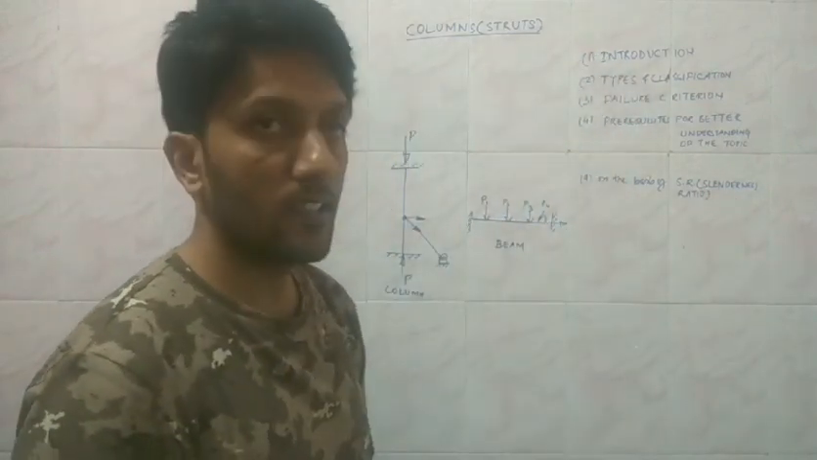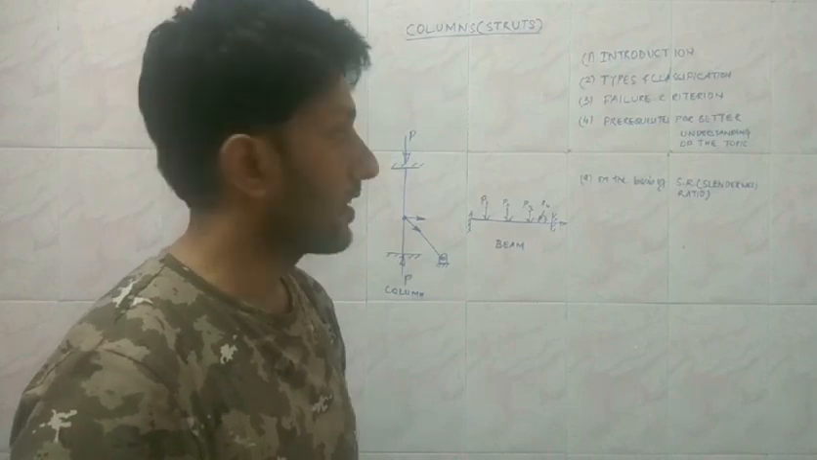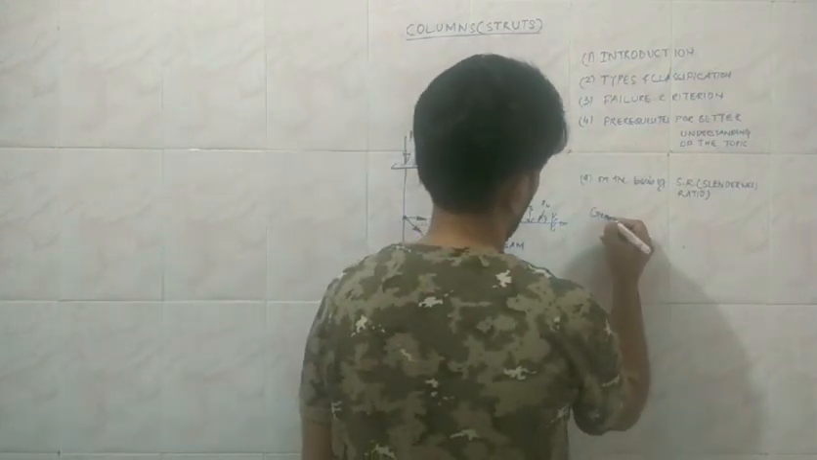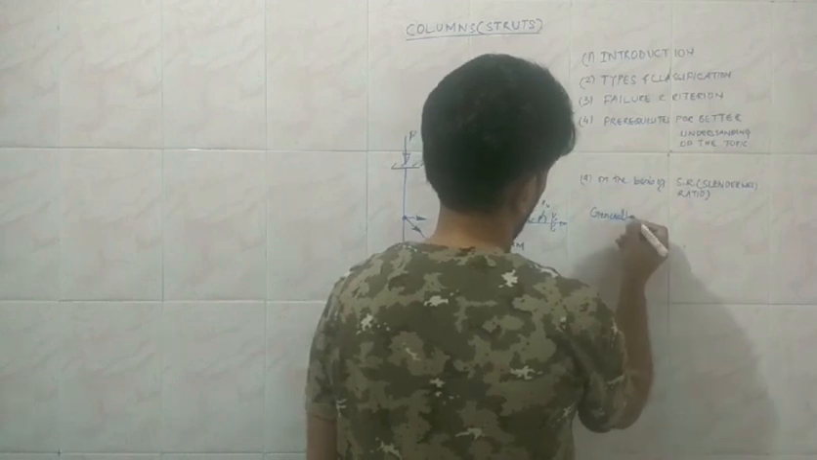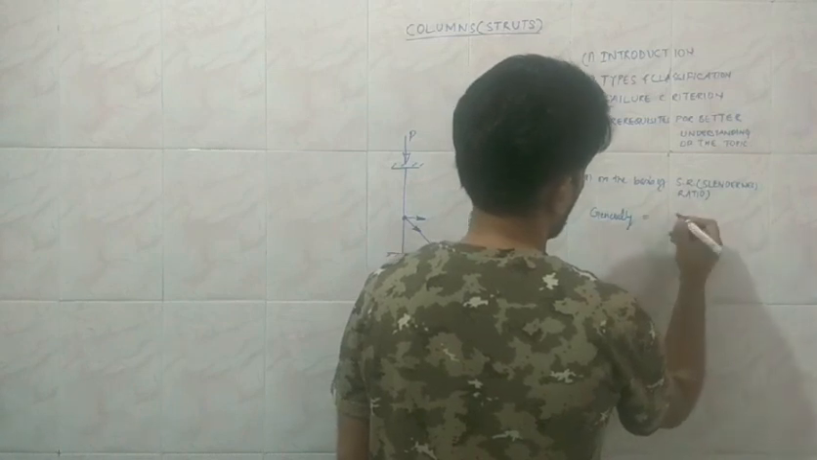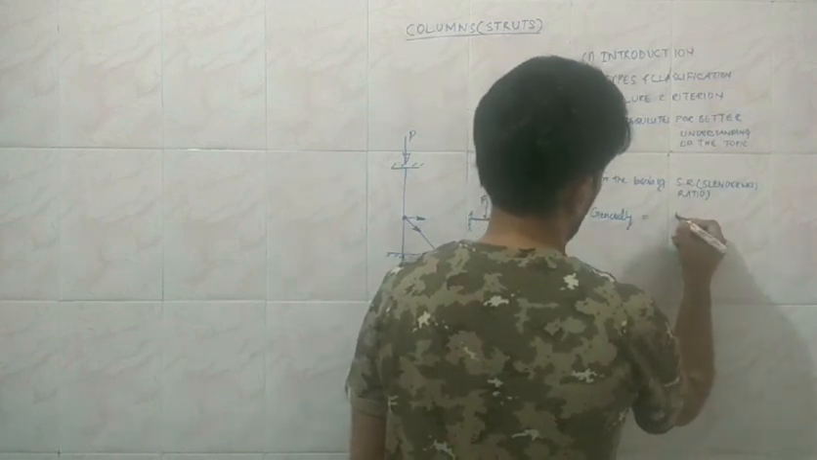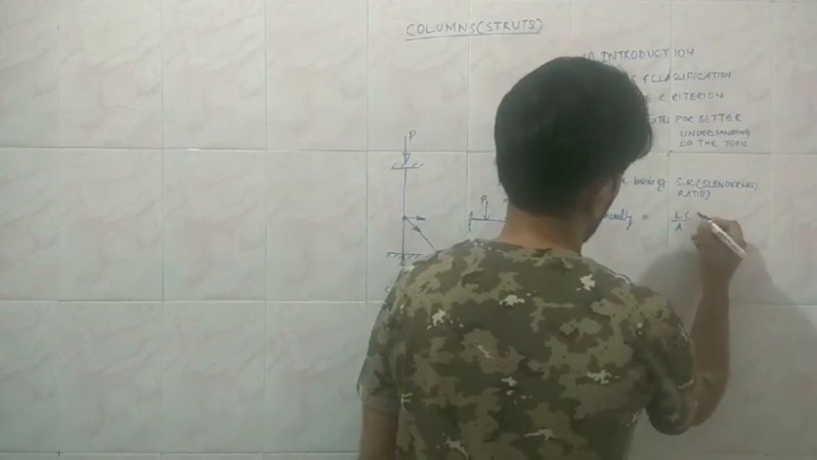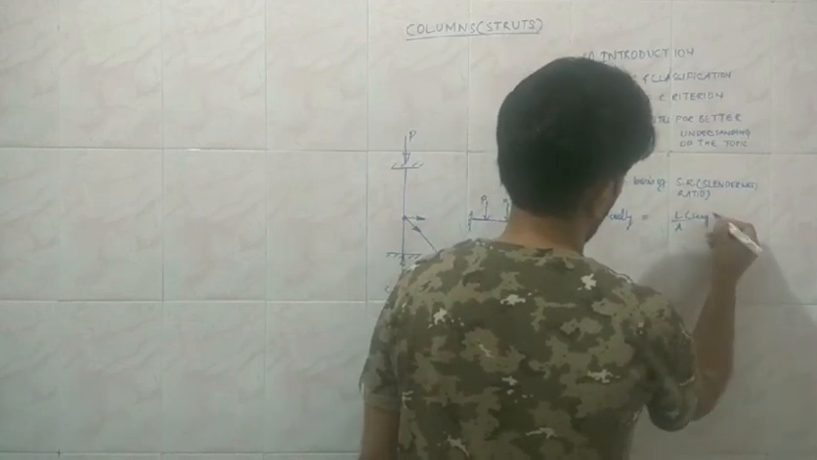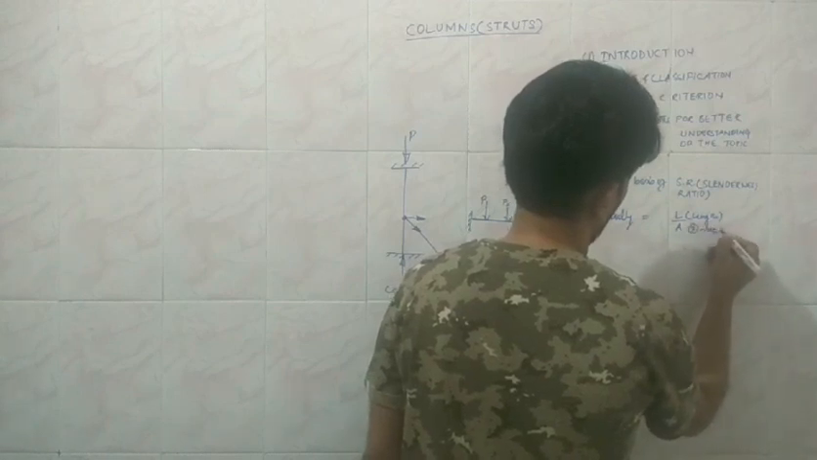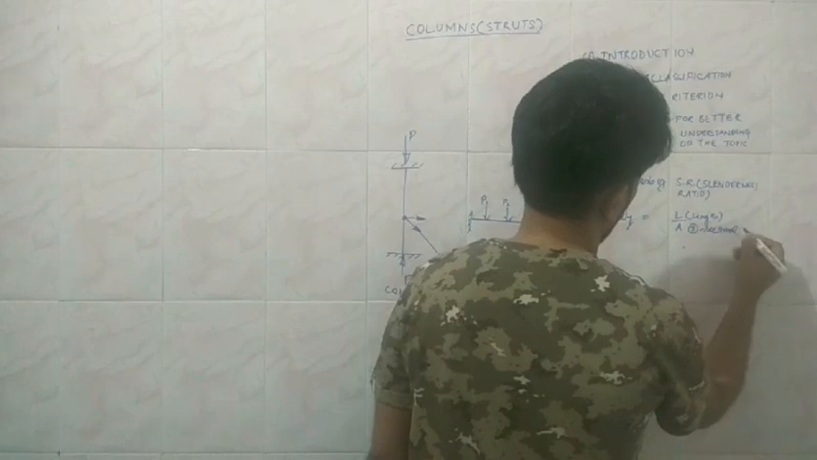So first it is important to define the slenderness ratio. Generally the slenderness ratio is defined as the ratio of length to the cross sectional area, where L is the length and A is the cross sectional area.